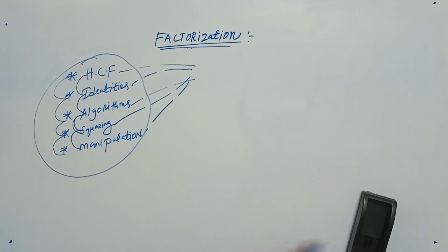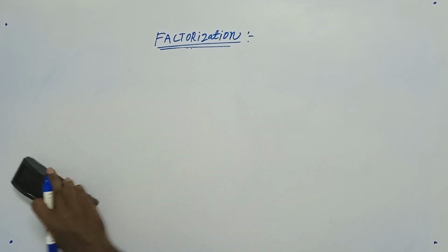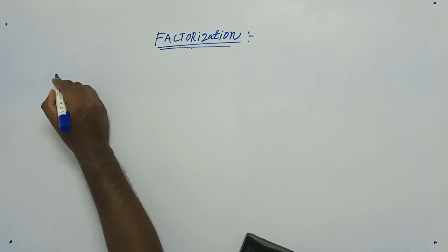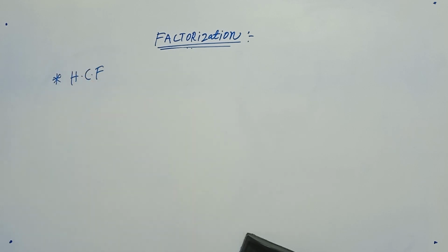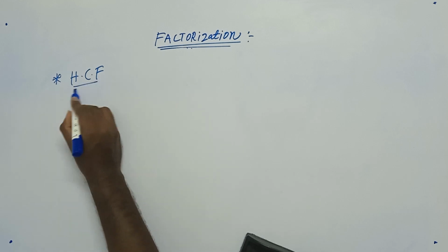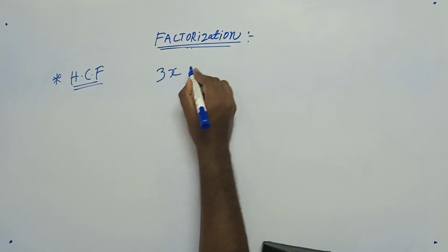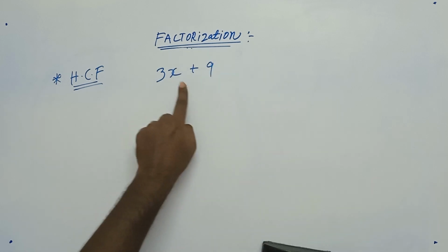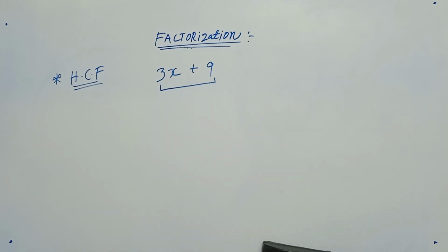But in this class we are going to use only one tool. Later, in the next video, we are going to use the next tool, but here we are going to use the first tool, which is HCF. So friends, in the HCF method, if the question is 3x plus 9, we are going to find the factors of 3x plus 9. So how can we find the factors of 3x plus 9?